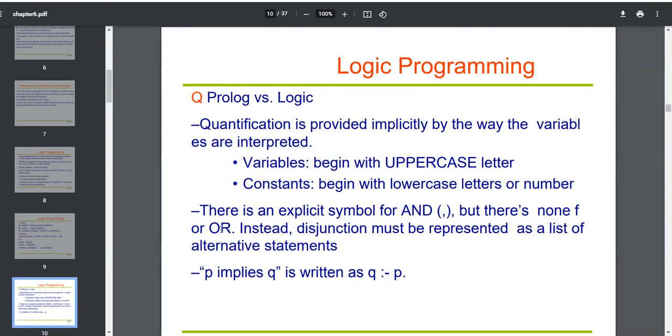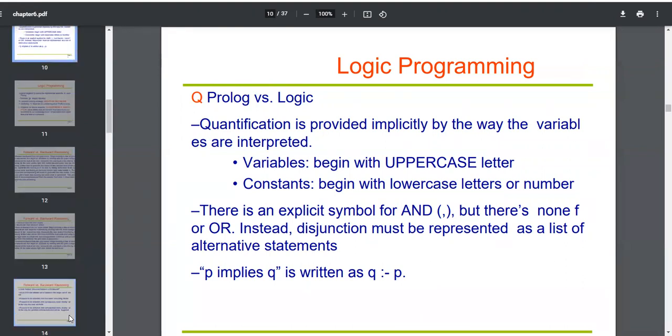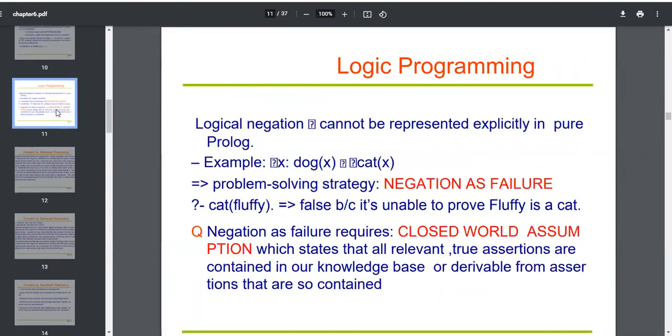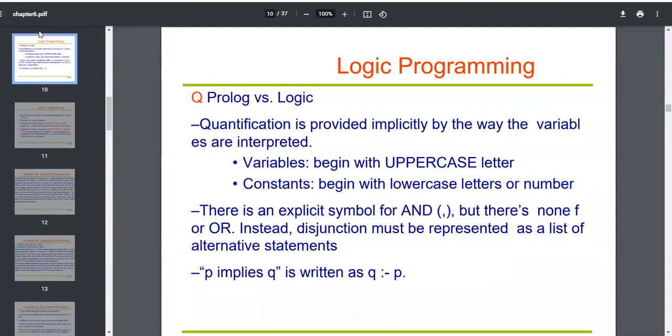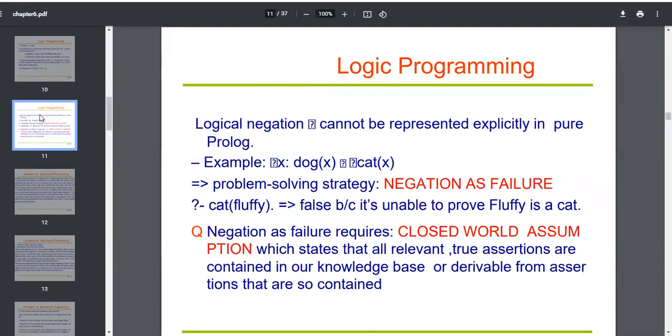and there is no operator for OR, so we write the predicate multiple times for asserting OR. Disjunction must be represented by alternative statements. P implies Q should be written in Prolog with Q as the head and P as the body. So if P is true, then Q is going to happen, right? This is how we execute that. So this represents how logic is going to be represented in terms of predicates, in a Prolog program.